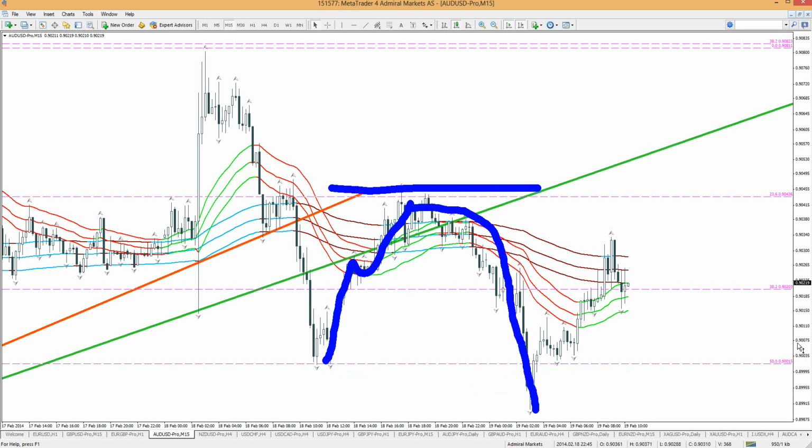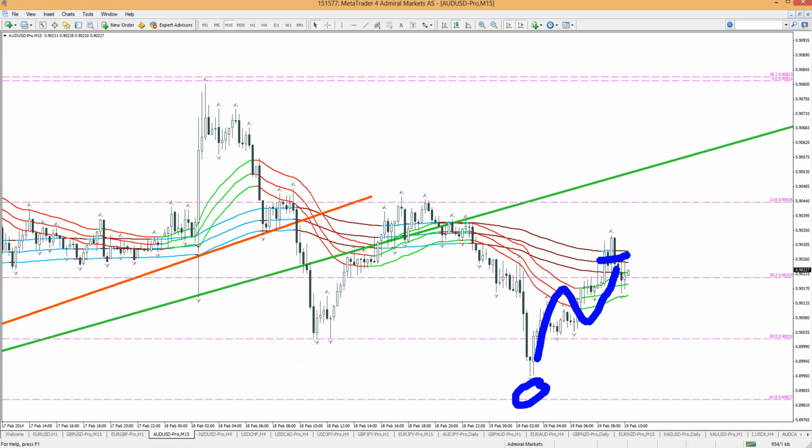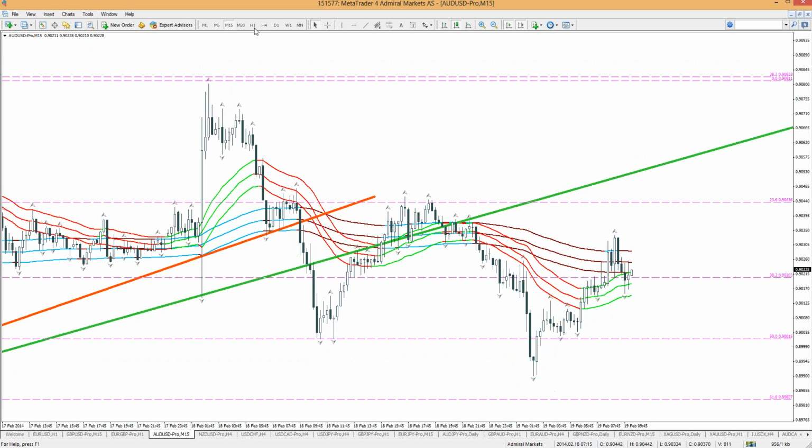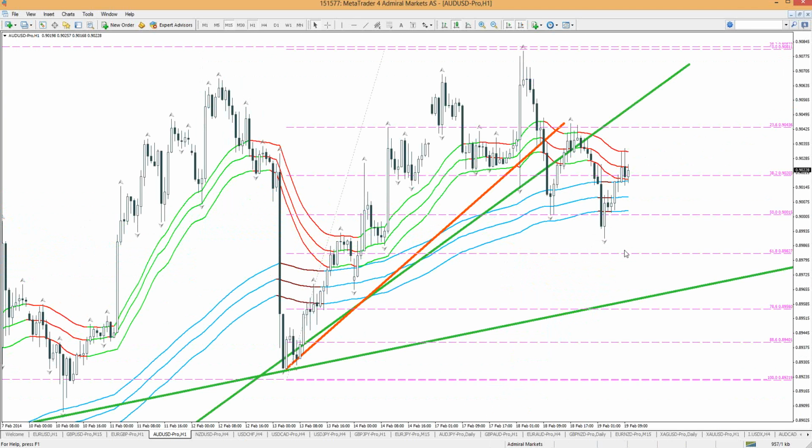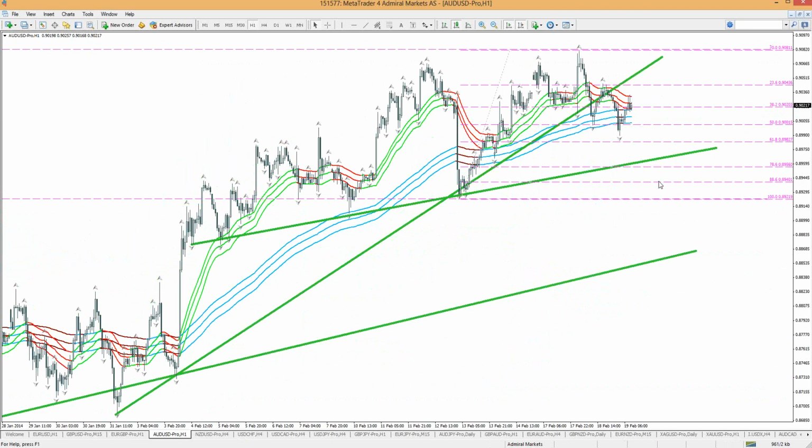It didn't go to the 618 though, funny enough. Missed it a bit, and now it's bouncing up again. So what does that mean in its entirety? The 50-minute world is pretty choppy, and price is still above this blue band, still in an uptrend, despite these trendline breaks.